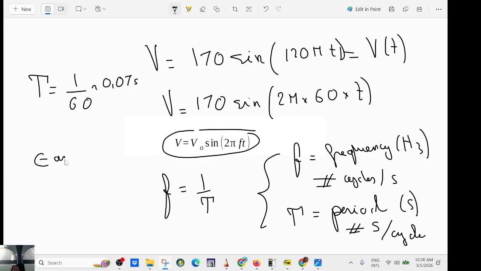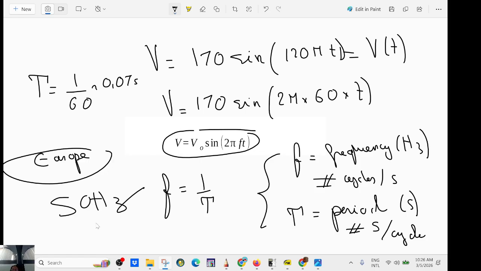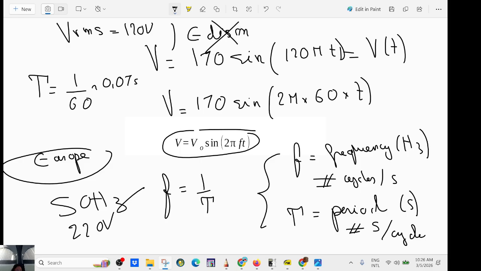In Europe and everywhere else on the planet, it's going to be 50 hertz. And the RMS, when you use a voltmeter, is 120 volt. But if you go to Europe, it's going to be 220 volt. Blame Edison. Okay, so that's in a nutshell.